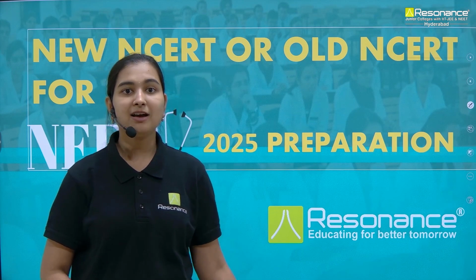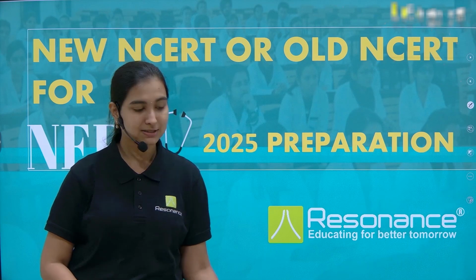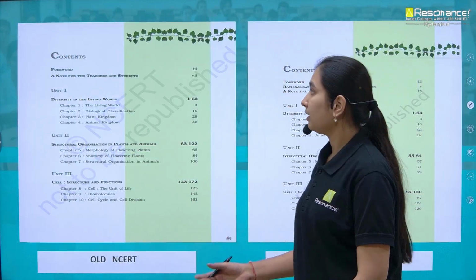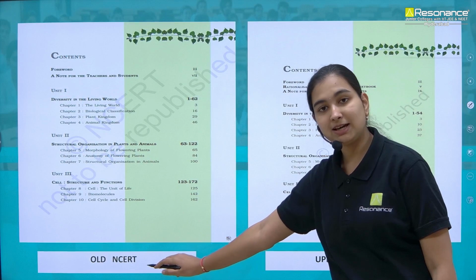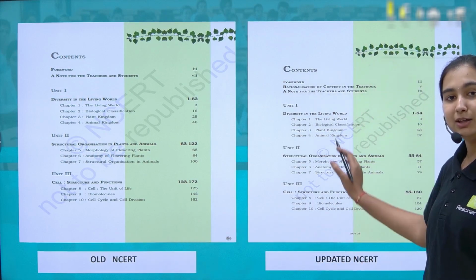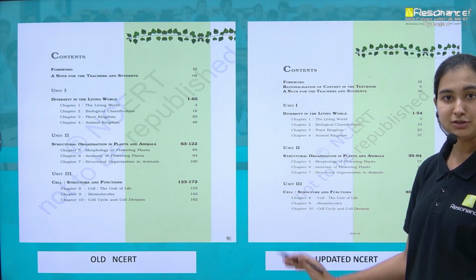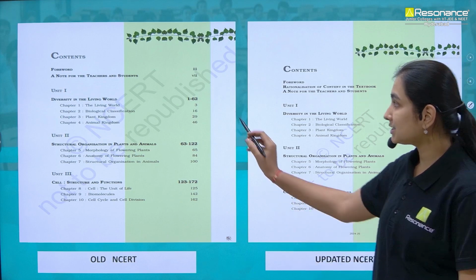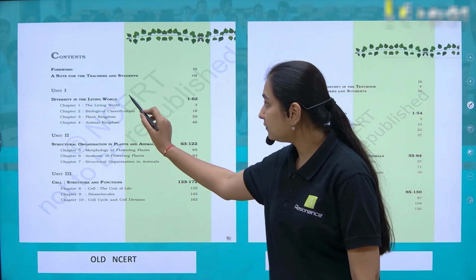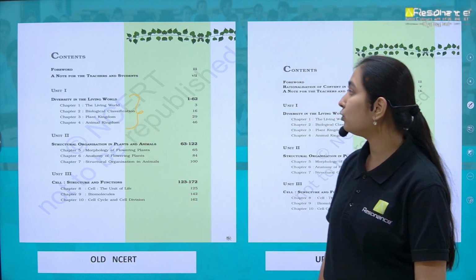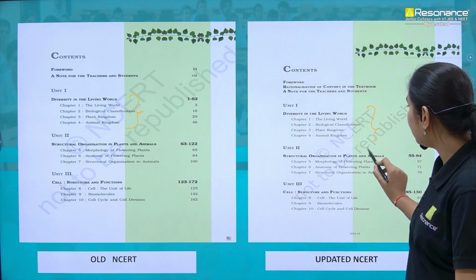Now let us see on what basis we are analyzing it. As we all know, here you can see the old NCERT and the new NCERT. Let us first compare the chapters unit-wise. Here you can see the first year, grade 11. What chapters do we have? We have the first unit, which has 4 chapters. So here we have the 4 chapters.